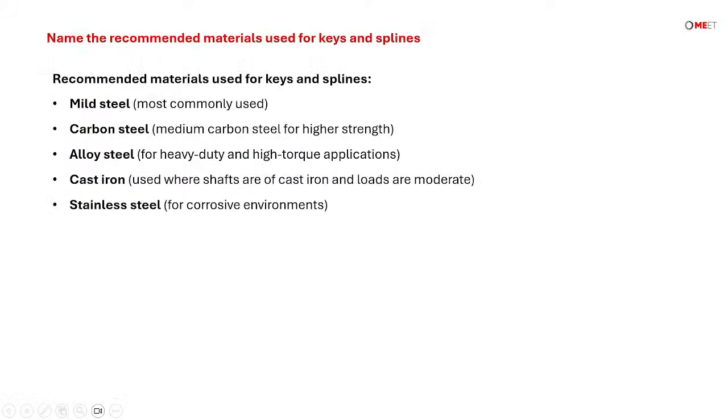Next question: name and recommend the materials used for keys and splines. The first material is mild steel; carbon steel for higher strength; alloy steel for heavy duty and high torque applications; cast iron when the shafts are of cast iron and loads are moderate; and stainless steel for corrosive environments.